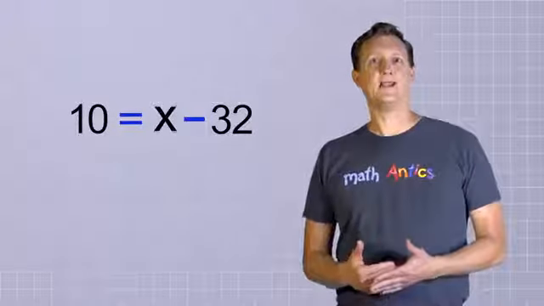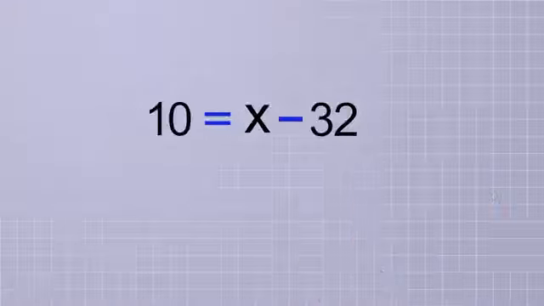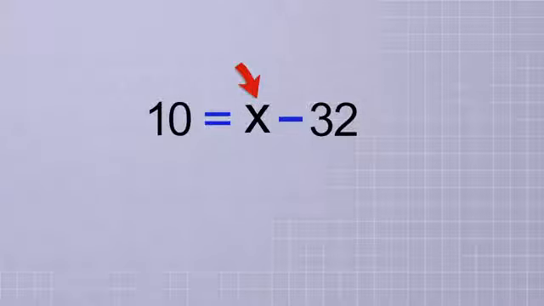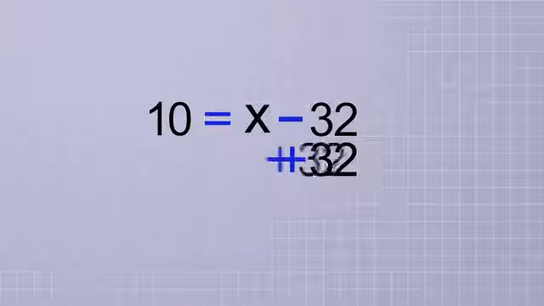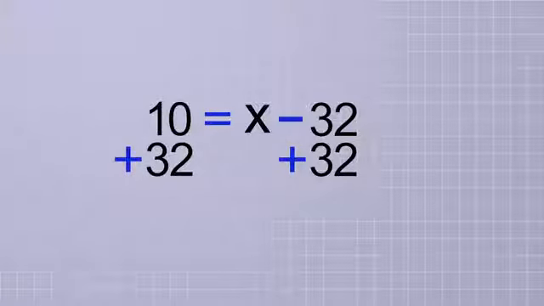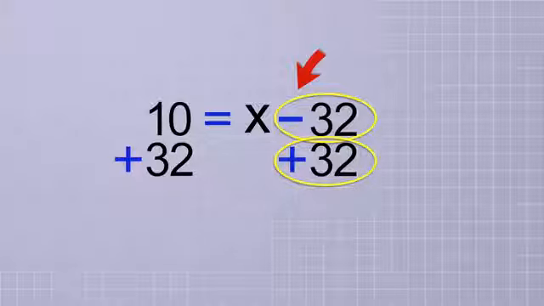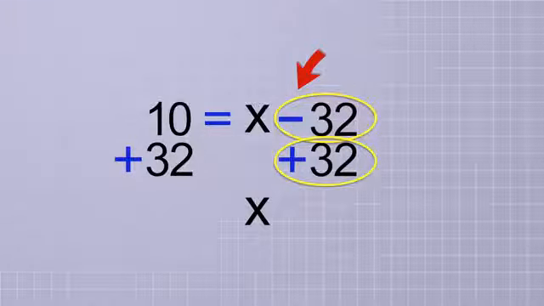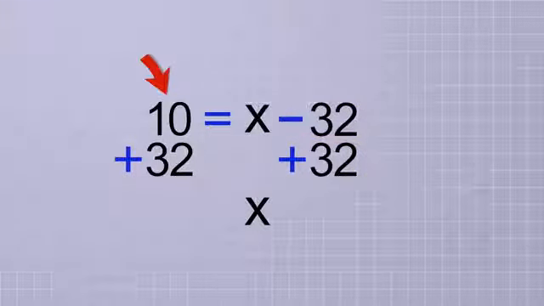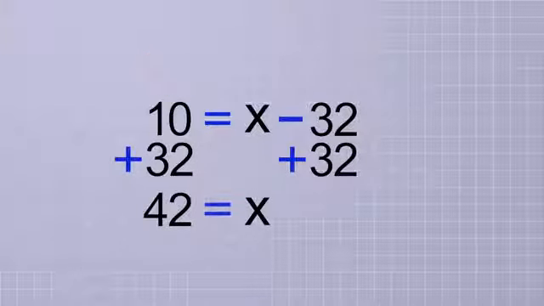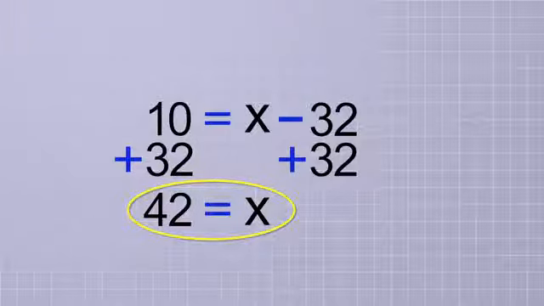10 equals x minus 32. Again, the x is not by itself because 32 is being subtracted from it. So to cancel that minus 32 out, we can just add 32 to both sides of the equation. On the right side, the minus 32 and the plus 32 cancel out, leaving just x. And on the left side, we have 10 plus 32, which is 42. Now we know that x equals 42.